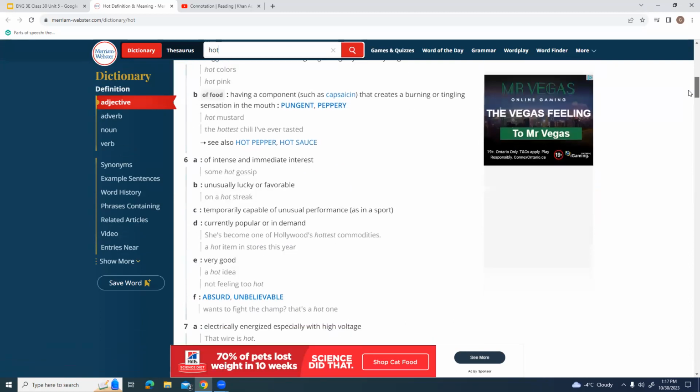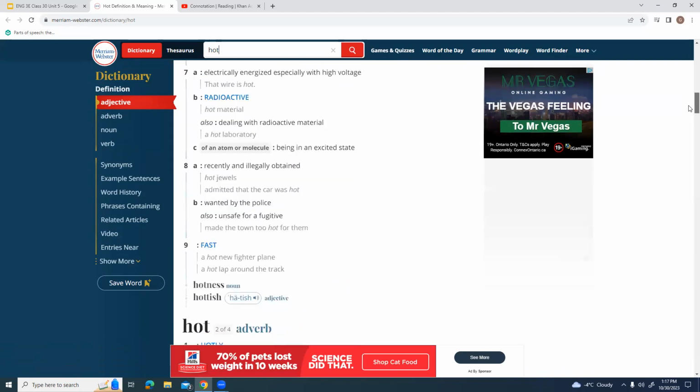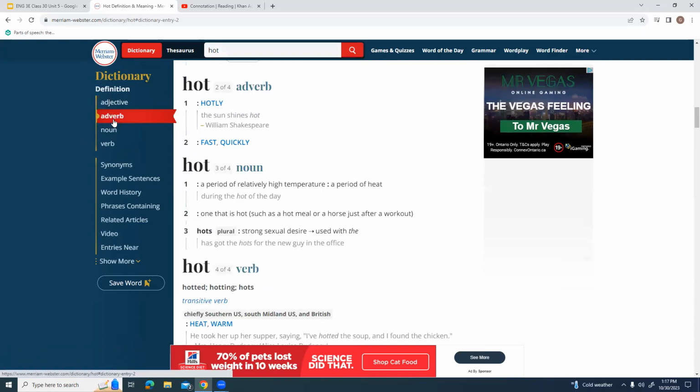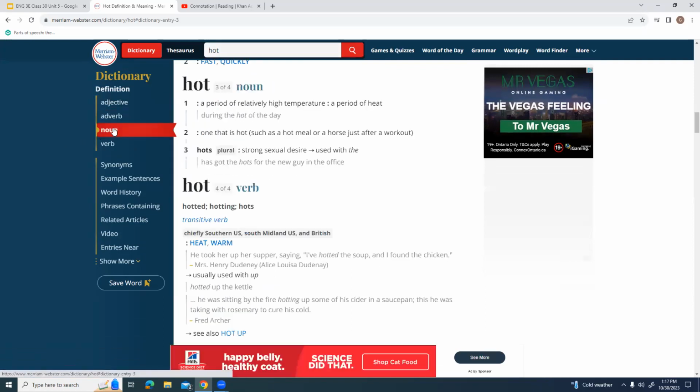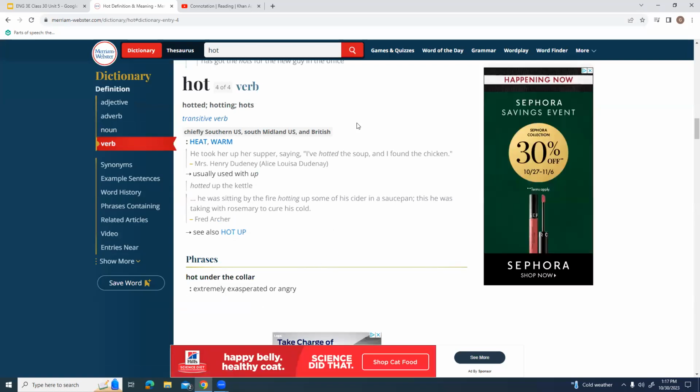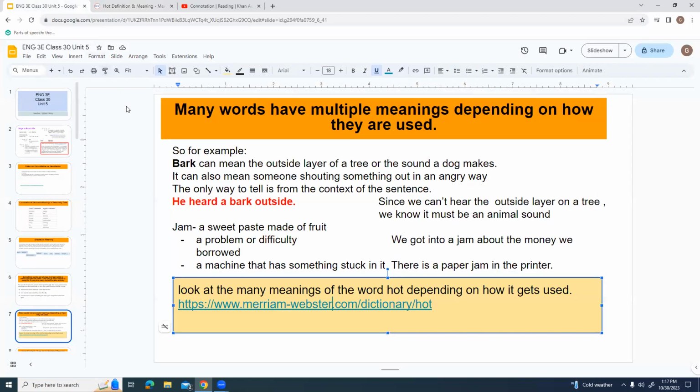What else have we got here? Intense and immediate interest, unusually lucky or favorable. Oh my goodness, this goes on. That was just the adjectives. There's also adverb meanings of the word hot, there's noun meanings, and there's verb meanings. So that one word has so many different meanings in a sentence. You've got to be aware of what they're describing to have an idea what they're saying.